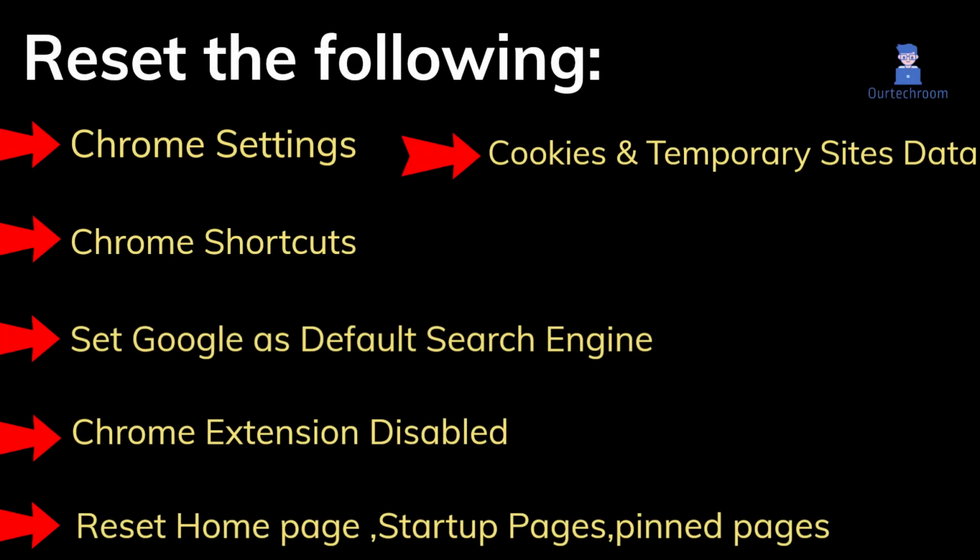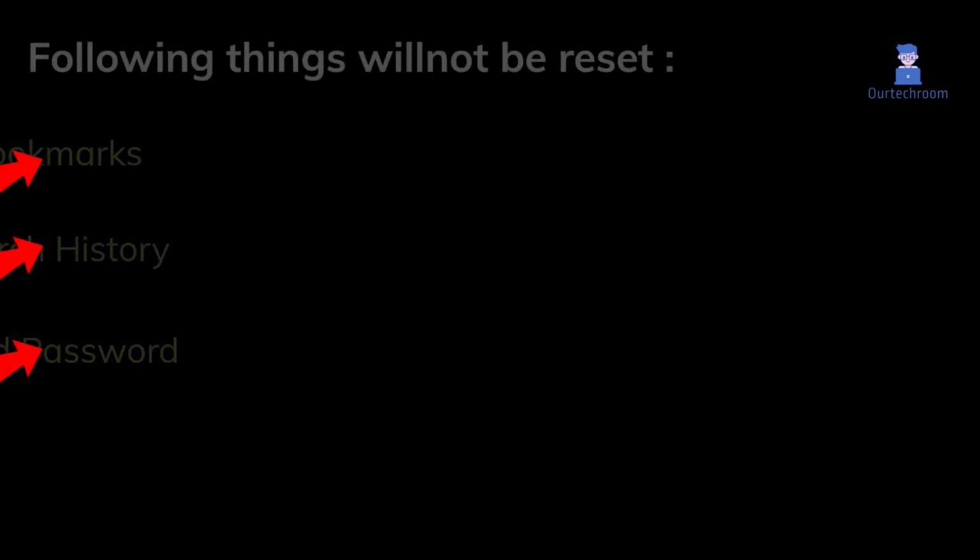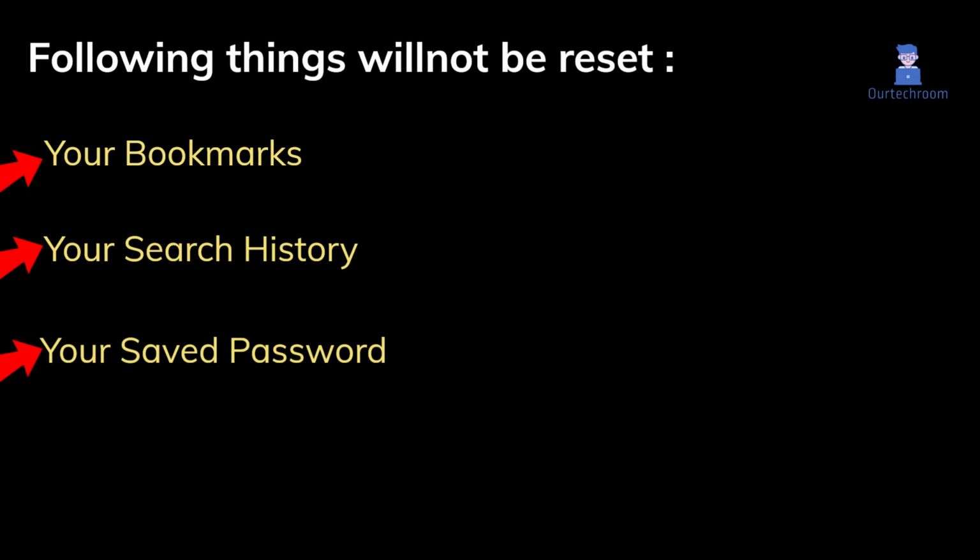It will reset your Chrome settings, Chrome shortcuts, and set the default search engine to Google if you have selected any other, like Bing or Yahoo. Home page, startup pages, and pinned pages will also be reset. Your Chrome extensions will be disabled, and you can enable them when you need them. Also, it will delete all your cookies and temporary site data. But note that your bookmarks, search history and saved passwords will not be affected.